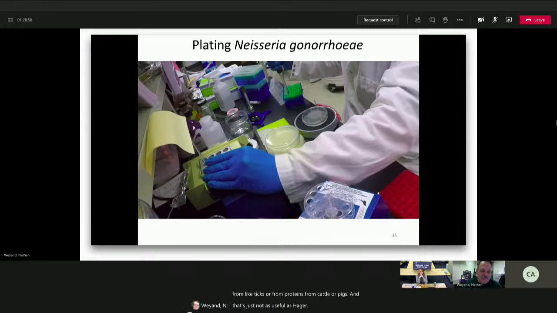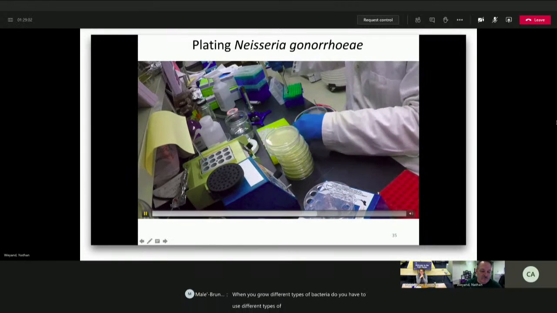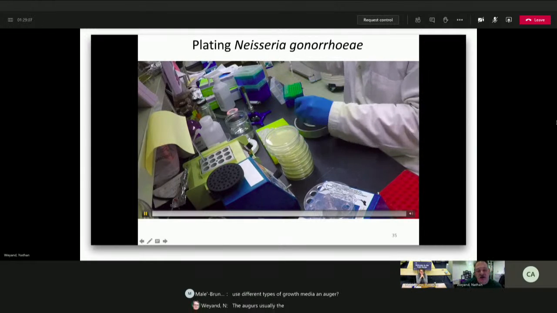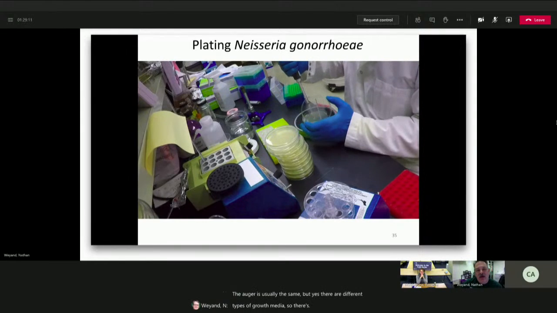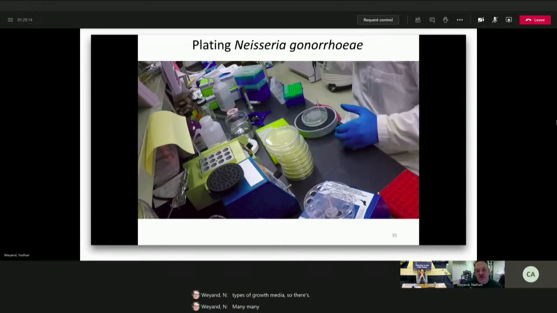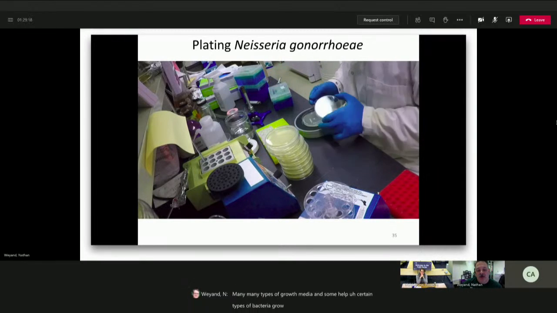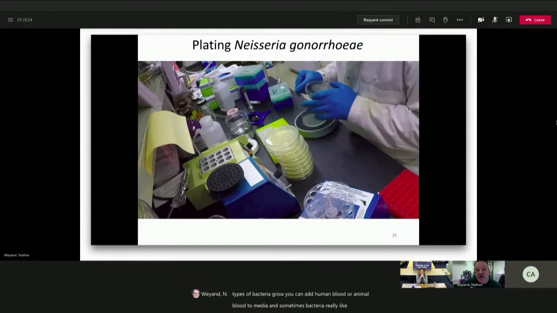When you grow different types of bacteria, do you have to use different types of growth media and agar? The agar is usually the same, but yes, there are different types of growth media. There are many types of growth media, and some help certain types of bacteria grow. You can add human blood or animal blood to media, and sometimes bacteria need blood to grow.